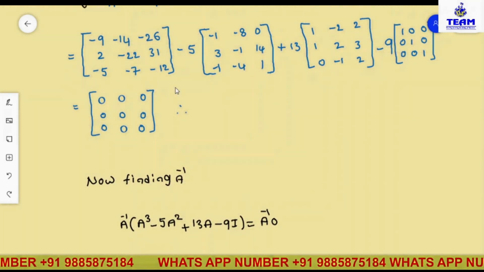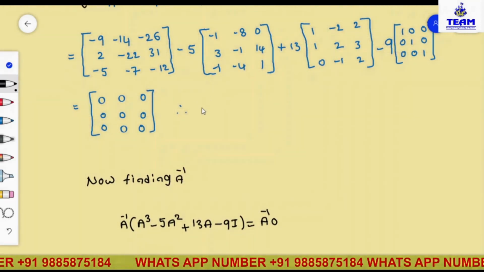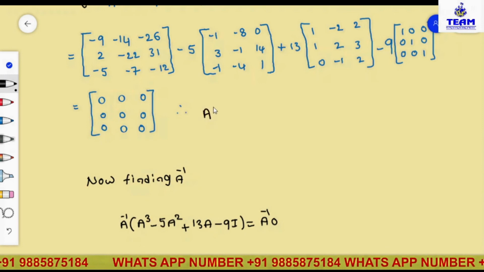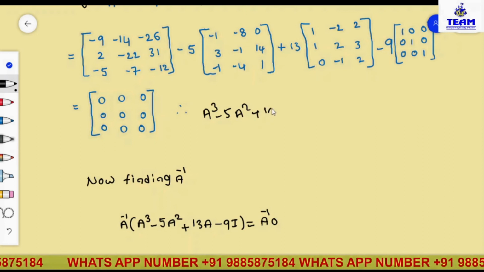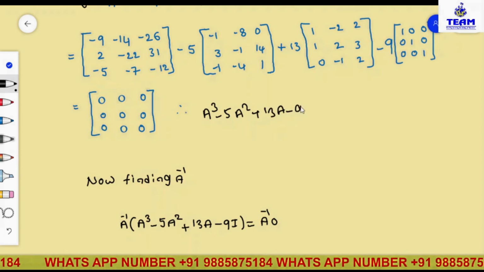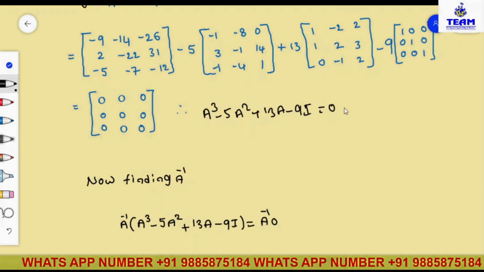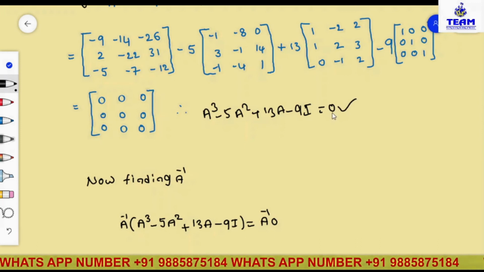After this, what you have to do? I am writing here: therefore, the given equation is satisfied, A cube minus 5A square plus 13A minus 9I is equal to 0. Friends, up to this if you have done, you will get full score.